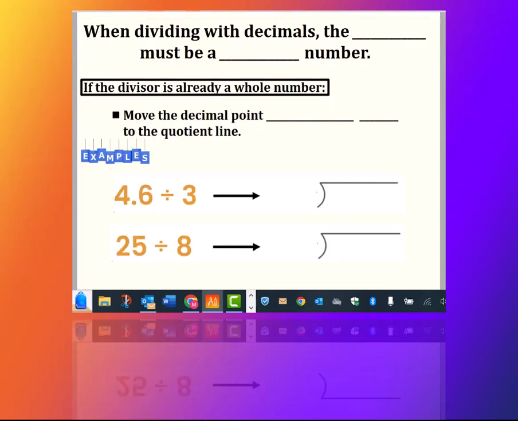Okay, so here we go. When we're dividing with decimals, we have to remember that the divisor must be a whole number. So if your divisor is already a whole number, like in this example down here, 4.6 divided by 3, the divisor is the second number, it's already a whole number, then all you have to do is move the decimal point straight up to the quotient line.